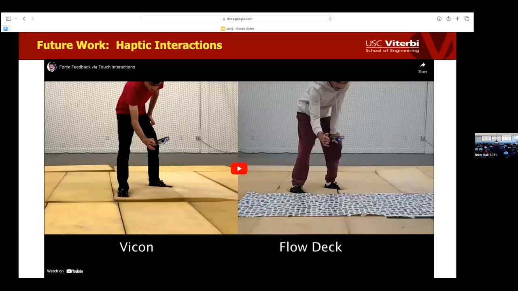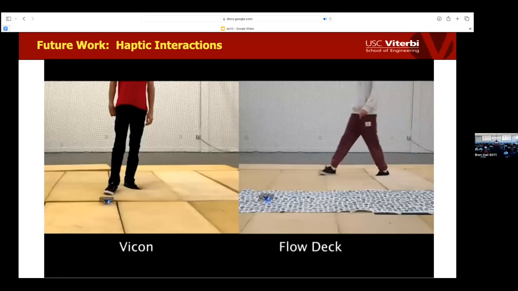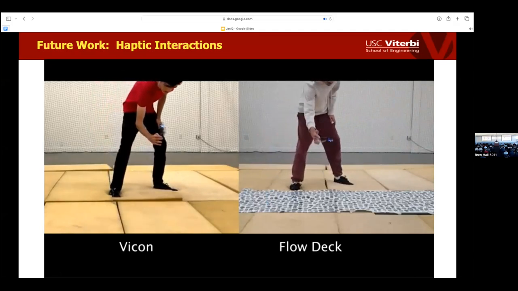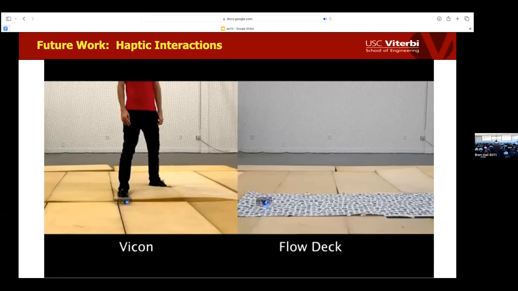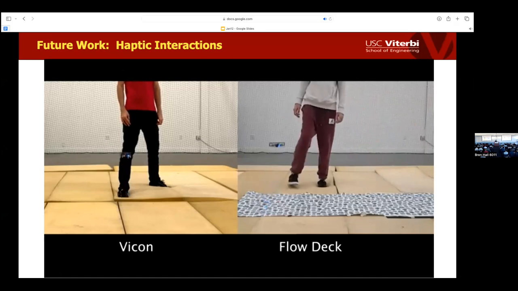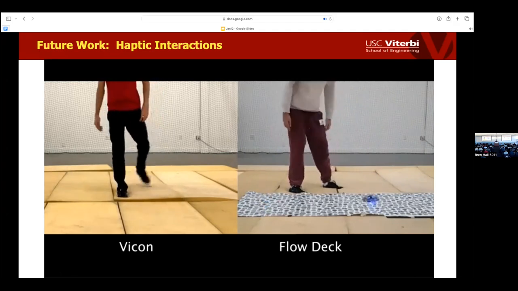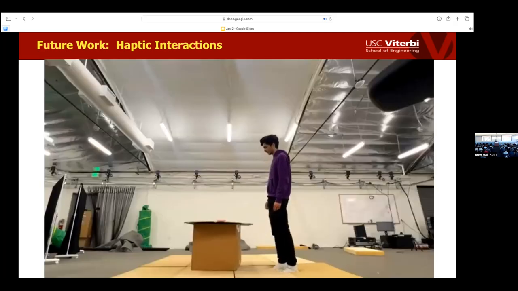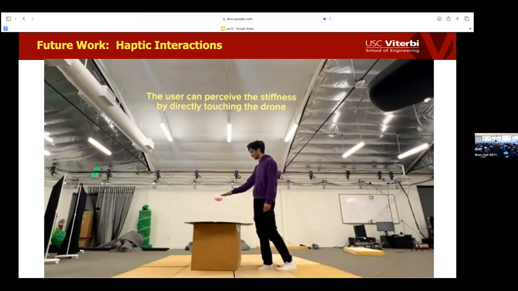So we are also working with haptic interactions. This is a paper that's going to appear in Long Beach at the IEEE Haptics Symposium. Essentially, they're coming up with the design of cages and the use of Vicon and FlowDeck to be able to have haptic interactions with the user. Vicon is more reliable. It's a centralized localization technique when compared to FlowDeck, and it's a lot more stable, but at the same time, it's rigid. These Crazyflies are very small, and we've conducted human subject studies, IRB approved. And even though they're small, the users can feel the stiffness that's being generated by these Crazyflies.